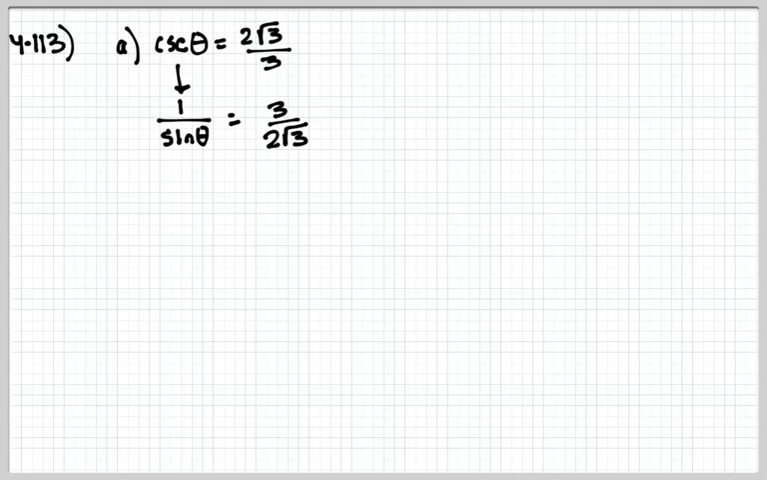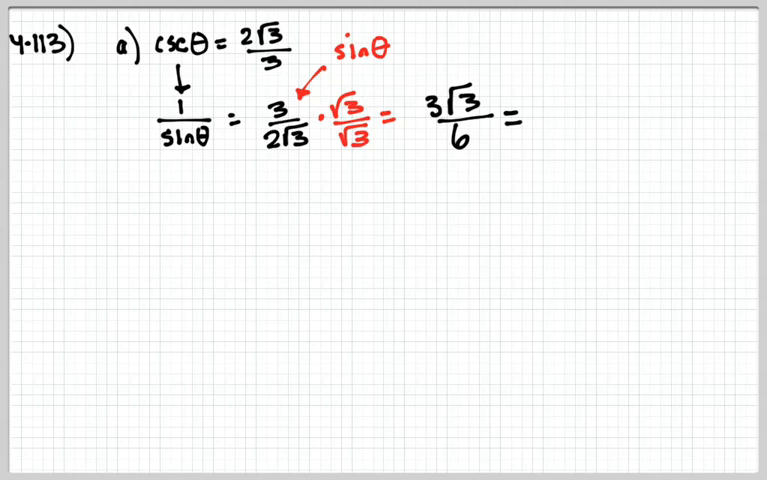What we could do here is flip this, so sine of theta equals 3 over 2 rad 3. Then we multiply by rad 3 over 3 and we get 3 rad 3 over 2 times 3, which is 6. If you simplify this, you get rad 3 over 2. So the question is, where is sine of theta equal to rad 3 over 2?